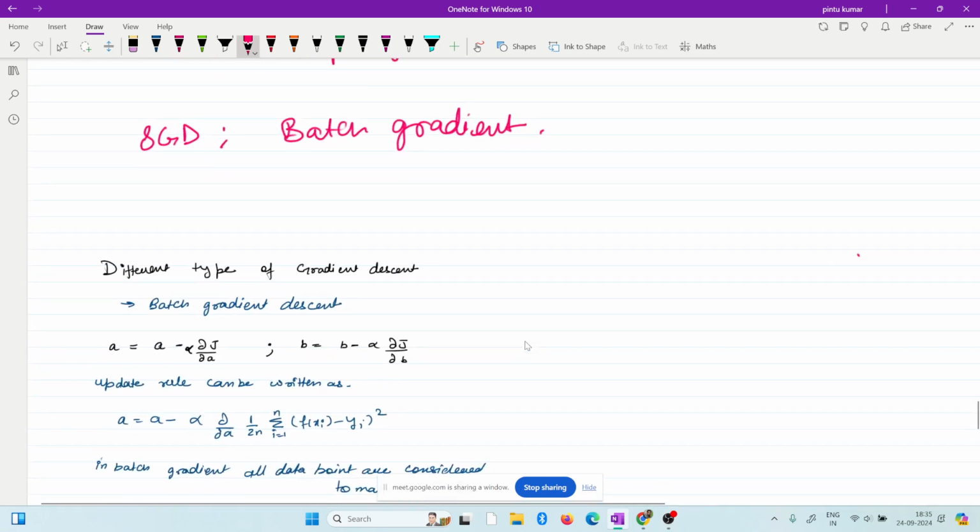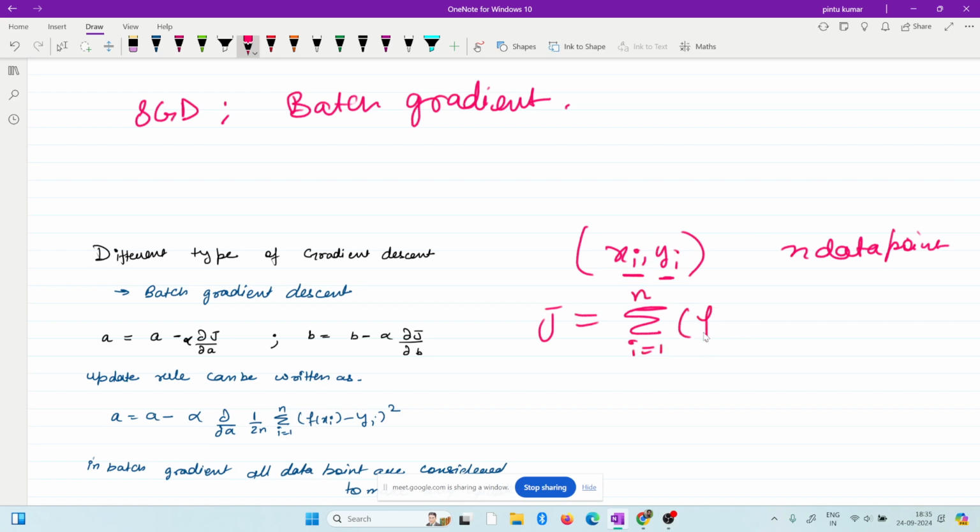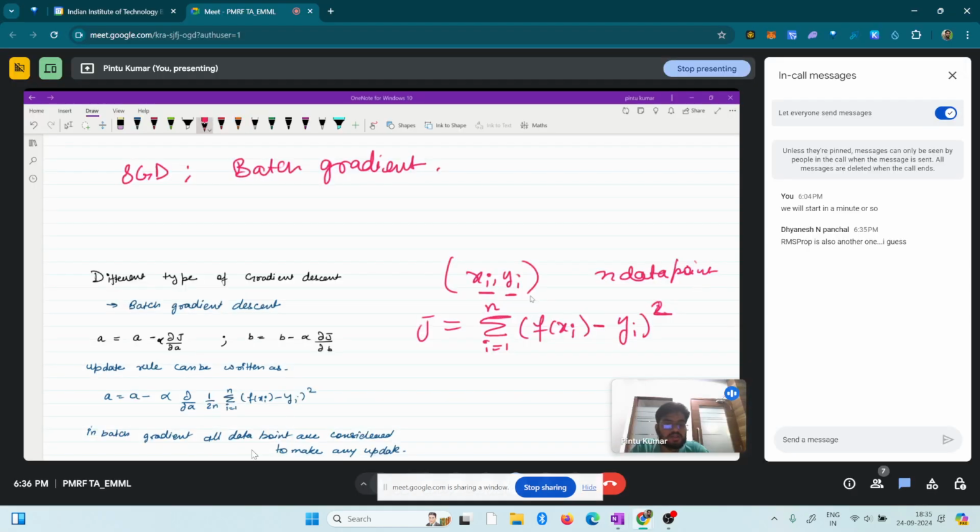You remember, if you have a data set, xi comma yi, you will have many of these data points. Let's say there are n data points. Then your loss function, let's say J, would be given by the summation from i equals 1 to n. Let's say this is a squared loss, or whatever loss you want to define. A loss for regression is something like this: the summation from 1 to n of (f of xi minus yi) squared.